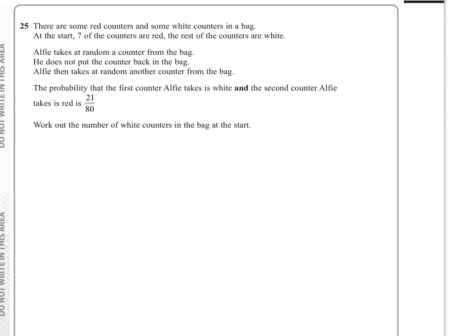It says there are some red counters and some white counters in a bag. It says 7 of them are red and the others are white. So we're going to say the white is x. Alfie takes at random a counter from the bag. He does not put the counter back, so it's without replacement. He then takes at random another counter from the bag.